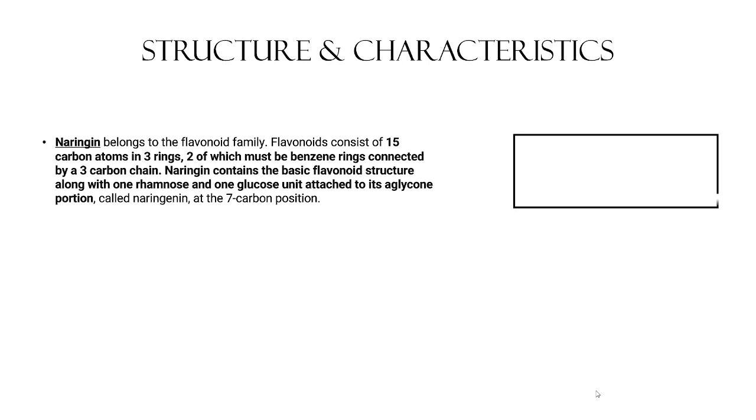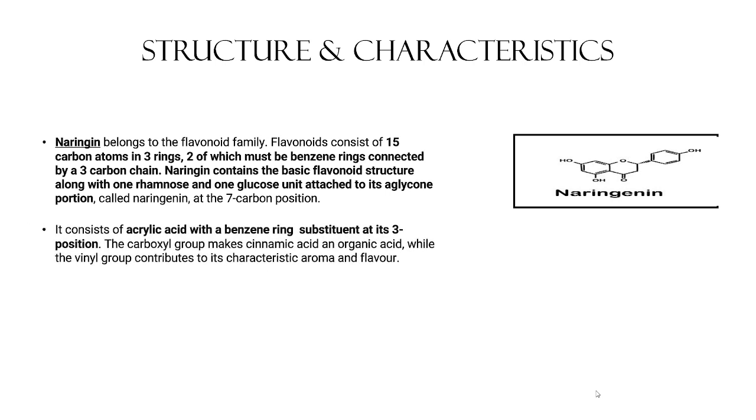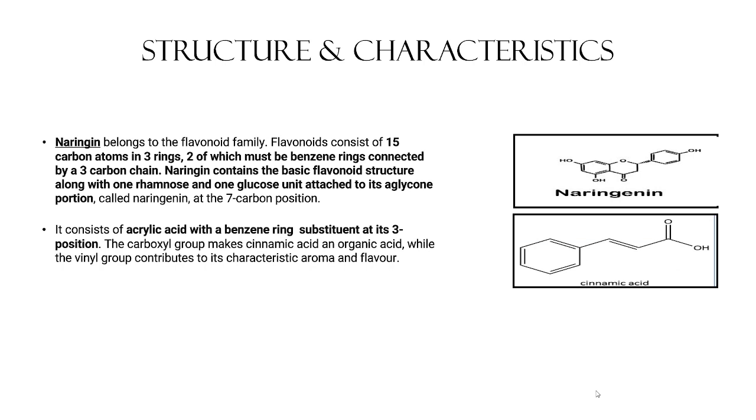Another type of functional compound is naringin. Naringin belongs to the family of flavonoids, consists of 15 carbon atoms in 3 rings, two of which must be benzene connected by a 3 carbon chain.